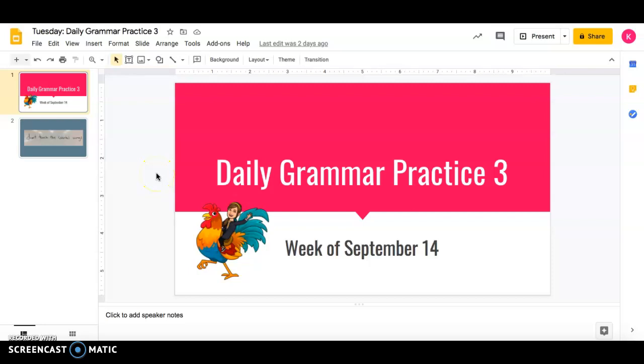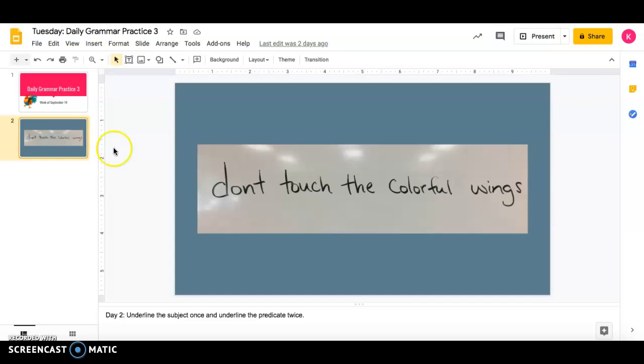Hey you guys, we are on our second day of our daily grammar practice 3. So we're still working with the same sentence, don't touch the colorful wings. And today we are going to underline the subject once and underline the predicate twice.